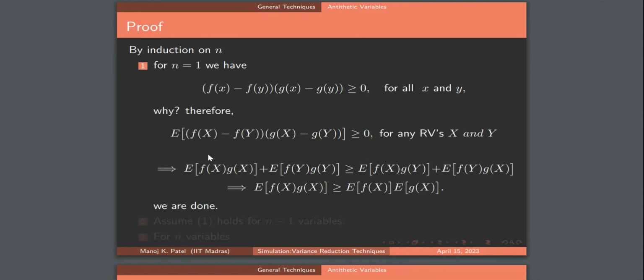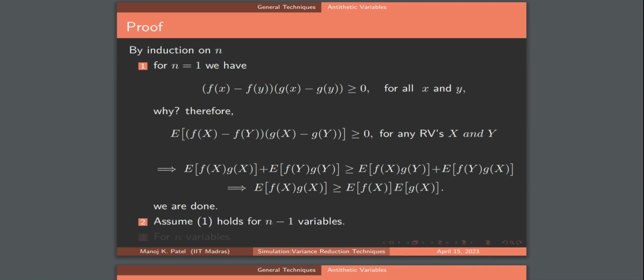So by using the multiplication and linearity property of expectation, and keeping in mind that X is the same random variable as Y, X and Y are identically distributed, so we will get the expectation of fY is just the expectation of X. So we are done. For n equal to 1, we are done.